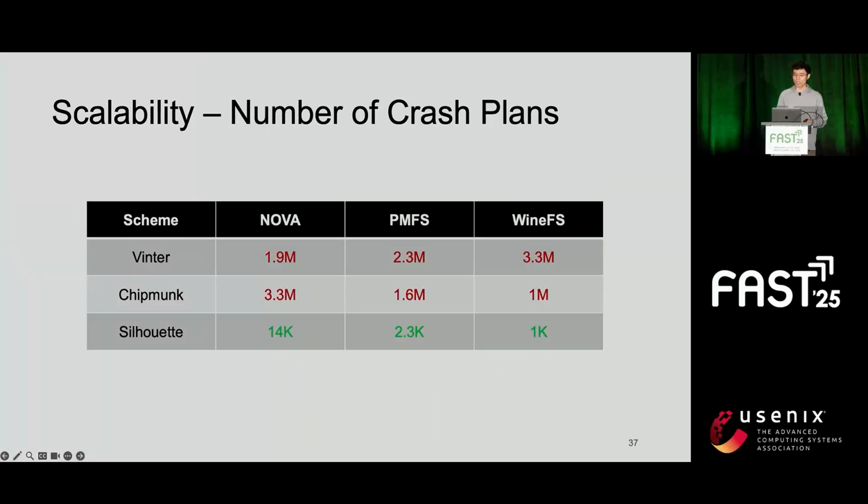Here is the table. We also compared the number of crash states generated by CLOE, Witcher, and Chipmunk. And this number shows that Silhouette produces orders of magnitude fewer crash states than Witcher and Chipmunk. So by focusing on unprotected stores, we reduce the overhead without sacrificing bug finding power.